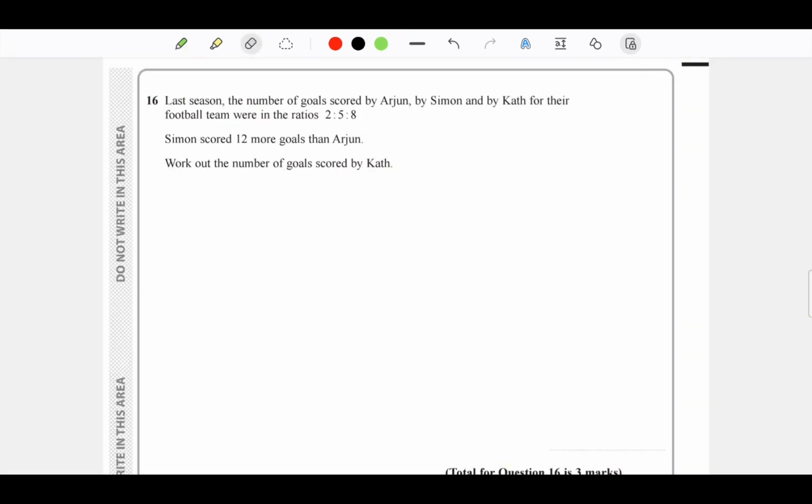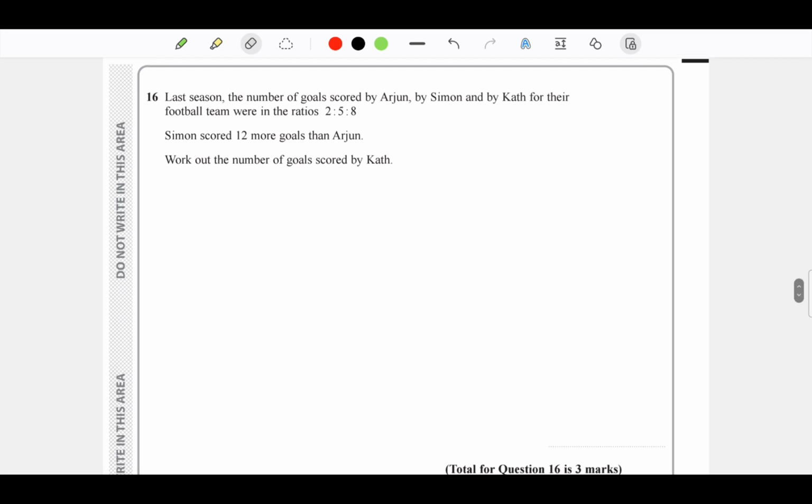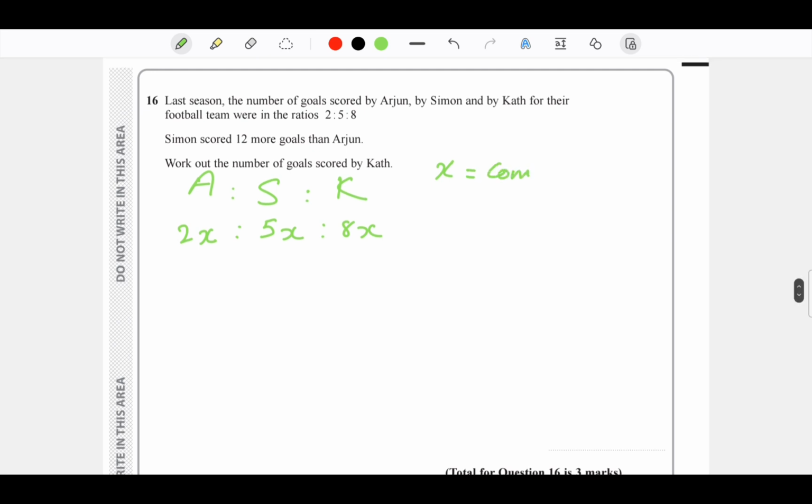Question 16. Last season, the number of goals scored by Arjun, Simon and Kat for their football team were in the ratios of 2:5:8. Simon scored 12 more goals than Arjun. Work out the number of goals scored by Kat. So we're going to put Arjun is to Simon is to Kat. We are going to put their goal ratios: 2x is to 5x is to 8x, where x is the common factor.